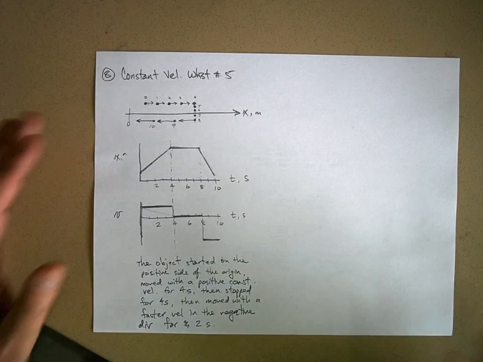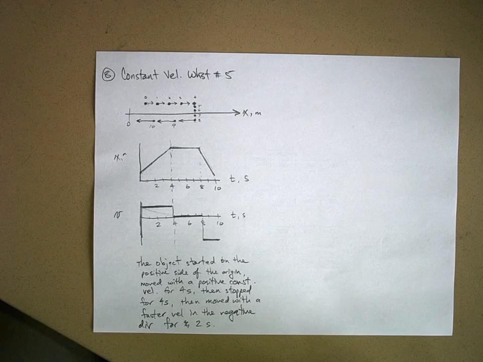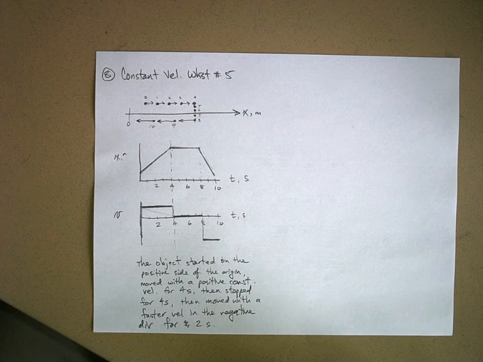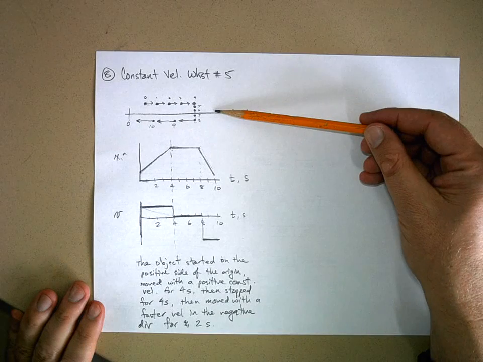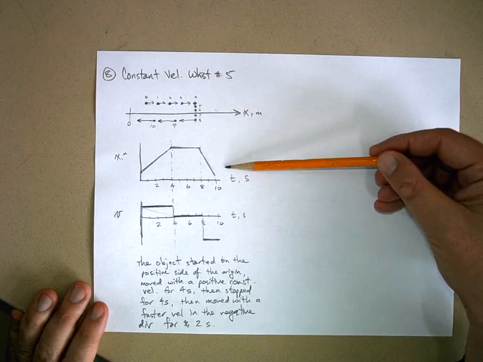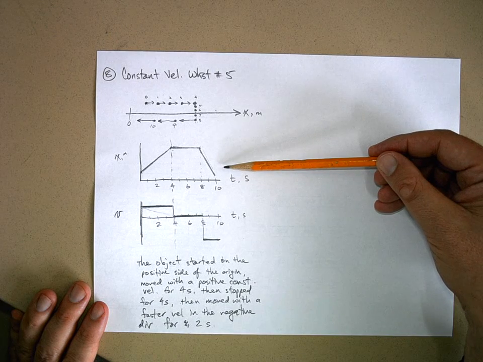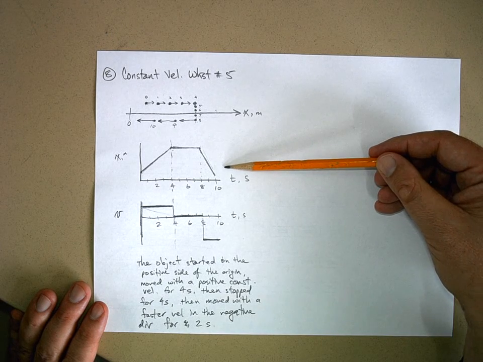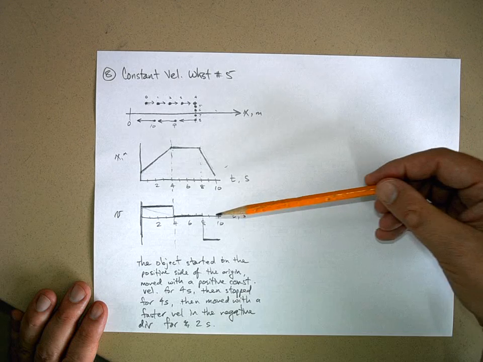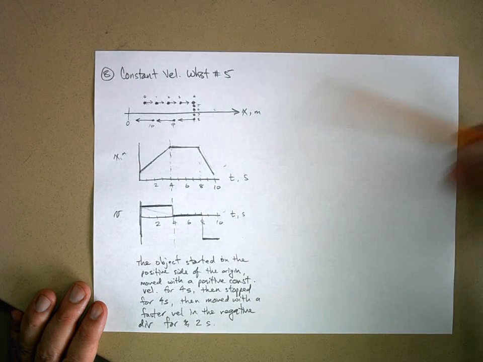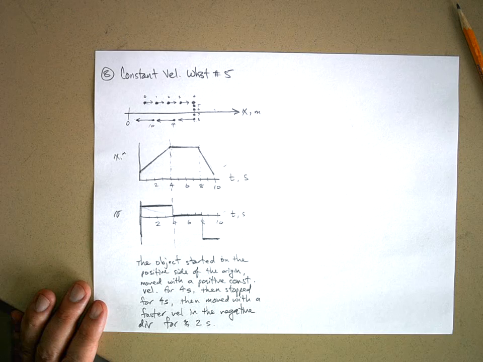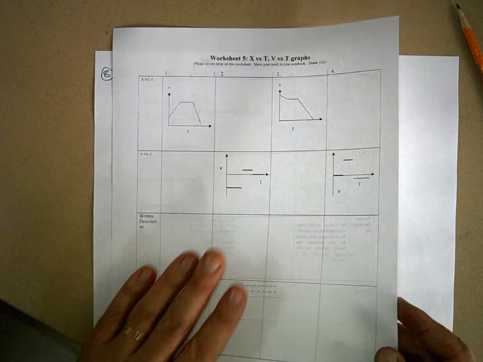So this is kind of everything we want you to do in the worksheet. I didn't do it in the exact order that's on the worksheet, and that's okay. In this case, I started with the motion diagram. I drew the position versus time graph. From that, drew the velocity versus time graph, and then described it verbally. And that's what you're going to have to do on the worksheet here.